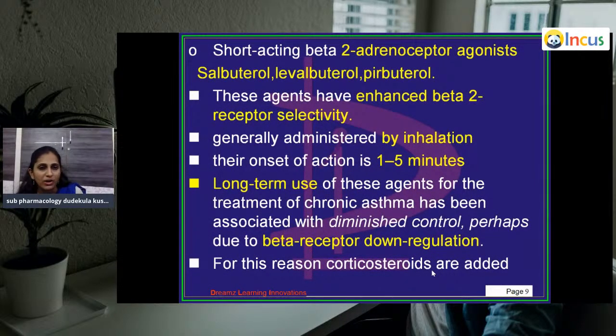They come in short-acting or long-acting forms. Short-acting ones are salbutamol, levosalbutamol, and pirbuterol. These two have enhanced beta 2 selectivity. They are generally used by inhalation or IV, and the onset of action is very quick, less than 5 minutes.